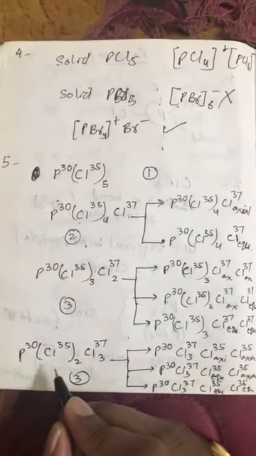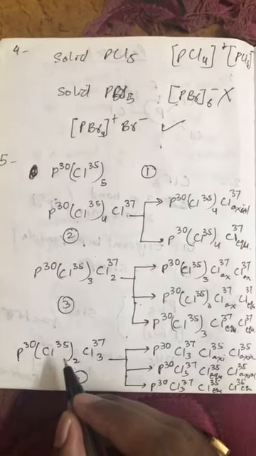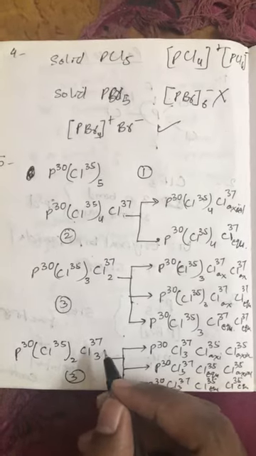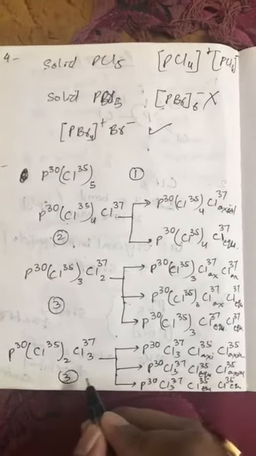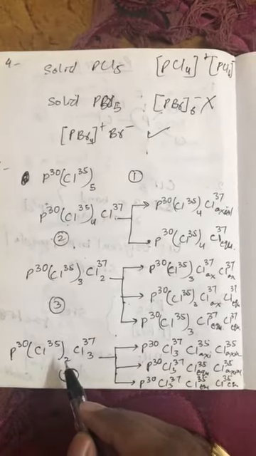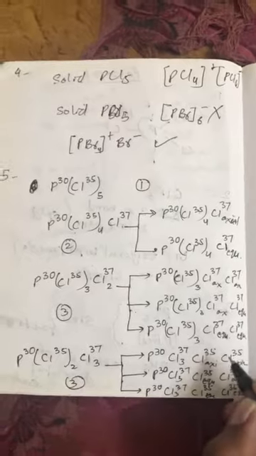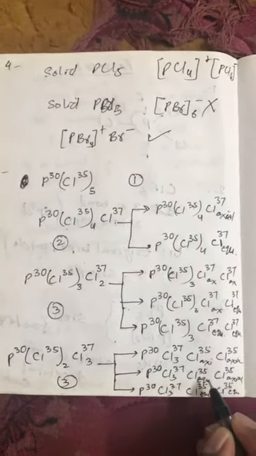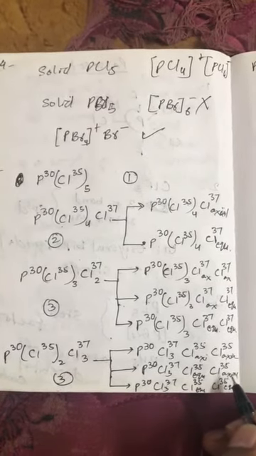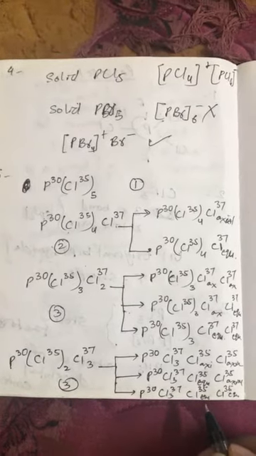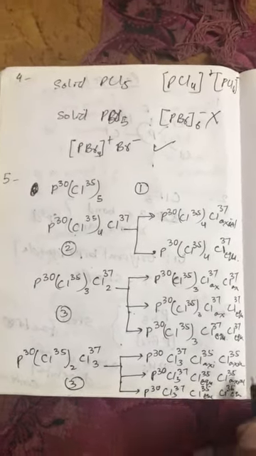Now if we have 2 Cl of 35 and 3 Cl of 37, then again 3 type of PCl5 molecule can exist. These 2 Cl35 can occupy axial position. One Cl35 can occupy equatorial, while the other Cl35 can occupy axial. Both Cl35 can occupy equatorial. So like this, 3 type of PCl5 can exist.